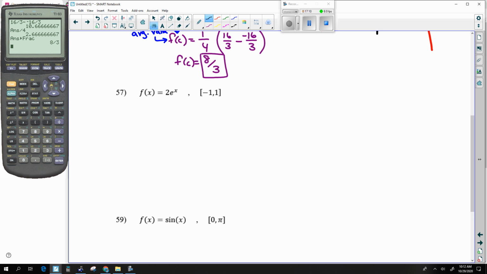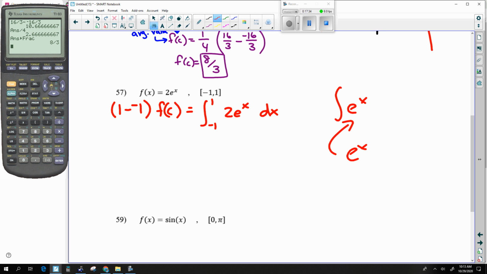All right. So let's go ahead and find this average value. So let's set up our rectangle. The base is 1 minus negative 1, and the height. That's going to be equal to the integral from negative 1 to 1 of 2e to the x dx. I guess I haven't talked about an integral of e to the x. What's a derivative that creates e to the x? Well, e to the x, of course.